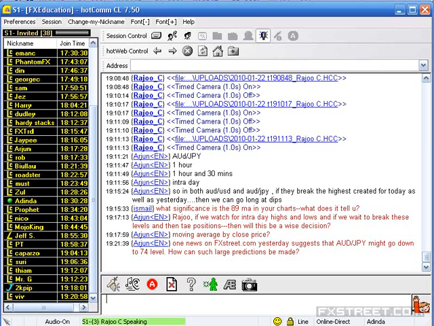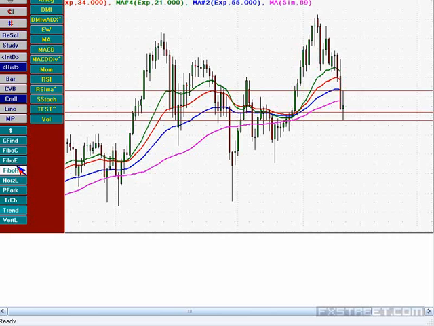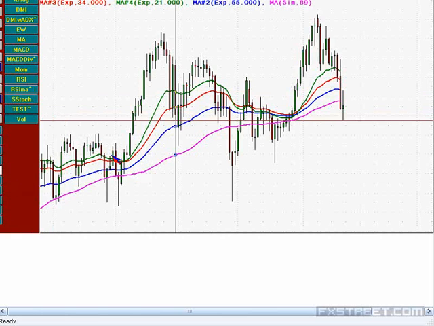Okay, one news item yesterday suggests that Aussie yen might go down to the 74 level. How can such large predictions be made? I think I did tell you yesterday that we need to have a specific game plan and a specific strategy.